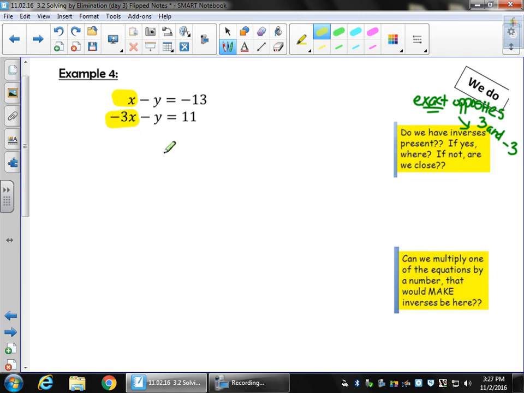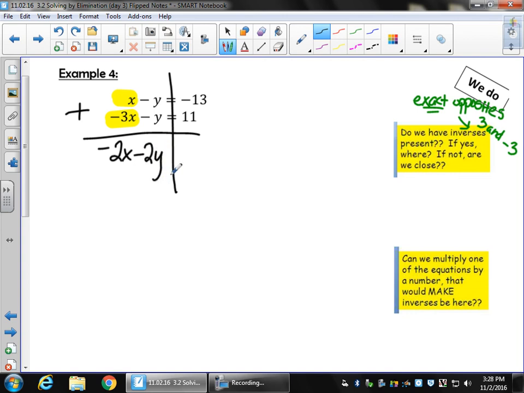But I need to check. Do I have inverses? Don't write this down. I want to show you what would happen if I just straight up try to add. Do not write this down. Watch what happens. What is x plus a -3x? That's a -2x. -y plus -y, that's -2y. Did anything cancel? No, nothing canceled. I can keep going, -13 plus 11, -2. I was able to linearly combine these, but it got me nowhere. It got me nowhere because I don't have inverses.